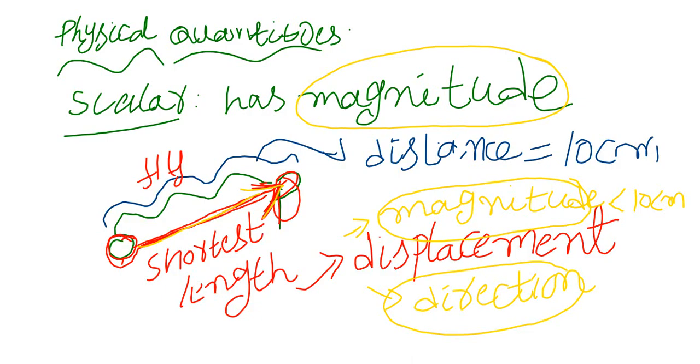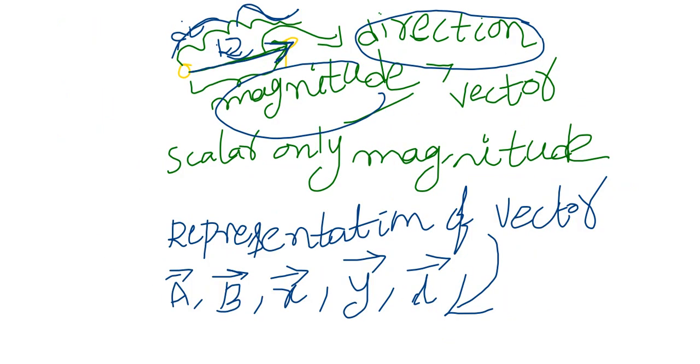Next one is, how can you represent a vector? A vector is represented by using an arrow. So here O represents the tail of the vector, P represents the head of the vector. So the length of OP is the magnitude and the arrowhead is the direction of that object.